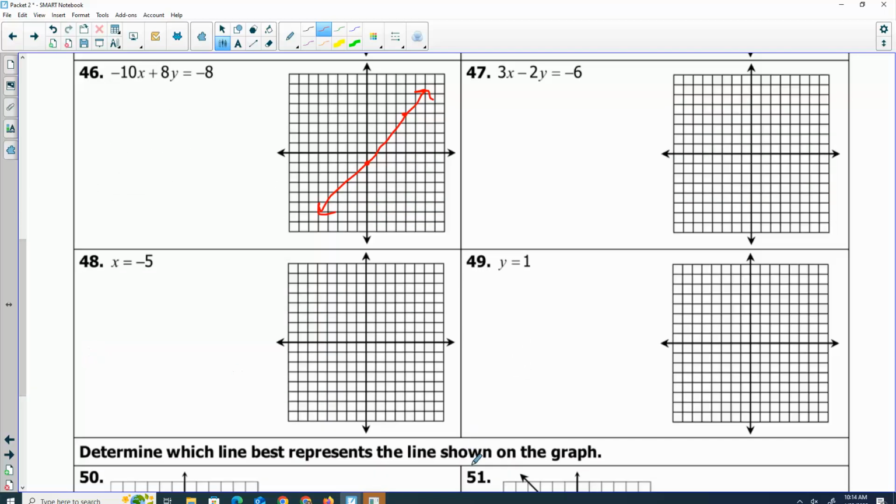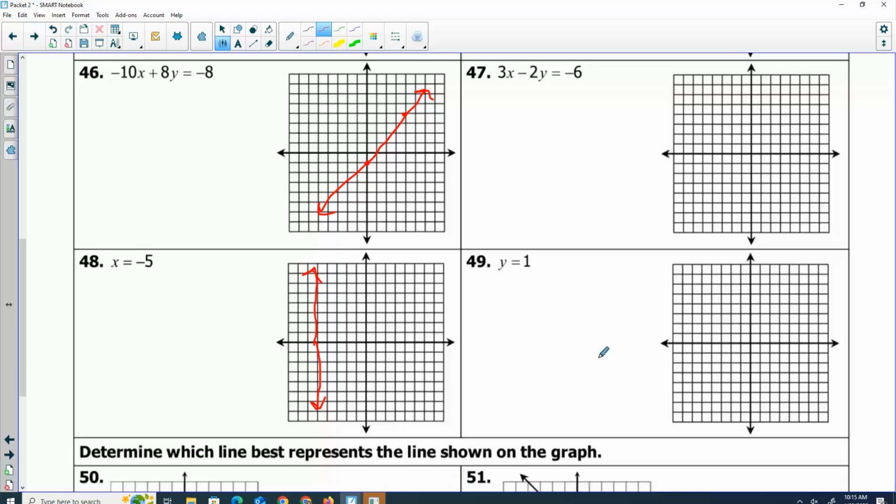Right, 48, x equals negative 5. What's that look like? Type it into Desmos if you don't know. What's x equals negative 5? Left 5, it's just a vertical line going up and down. So the nice thing is Desmos will help you on all of those.